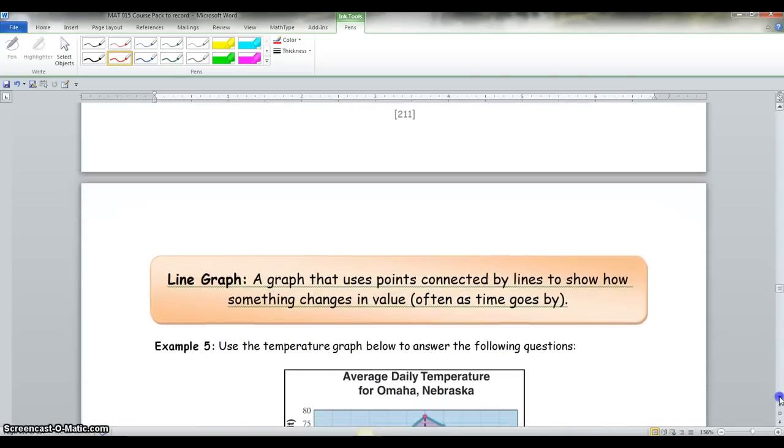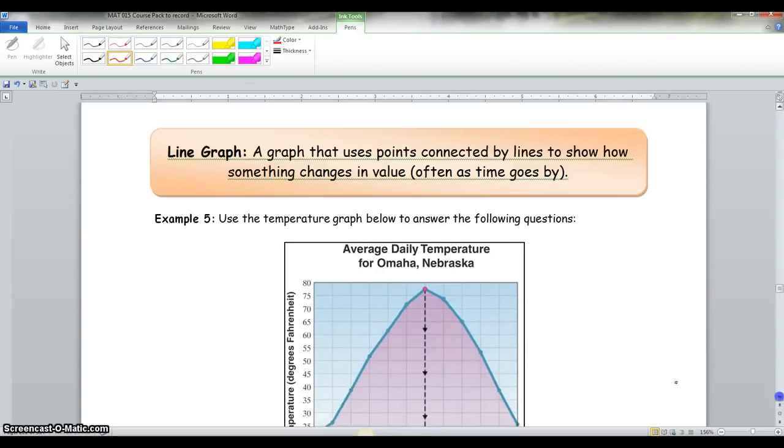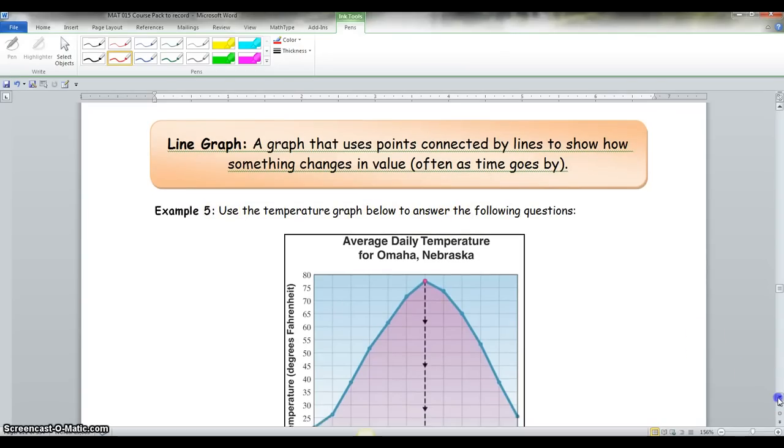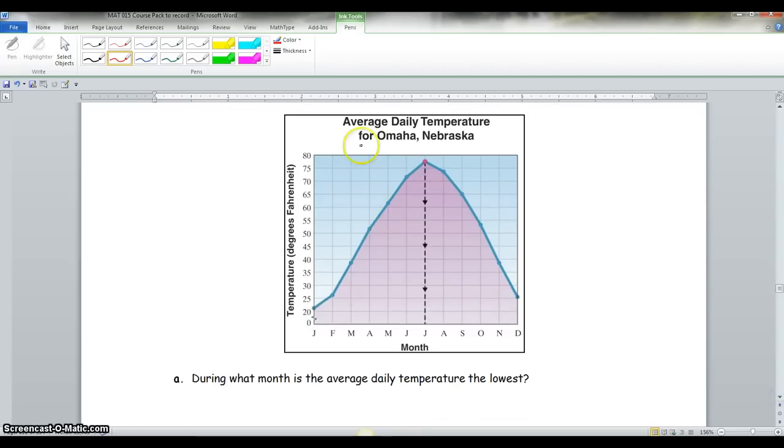Now a line graph is a graph that uses points connected by lines to show how something changes in value, often as time goes by. Example 5, use the temperature graph below to answer the following questions. We have the average daily temperature for Omaha, Nebraska. During what month is the average daily temperature the lowest? If we go right across here, we notice that January has the lowest temperature. So it's January.